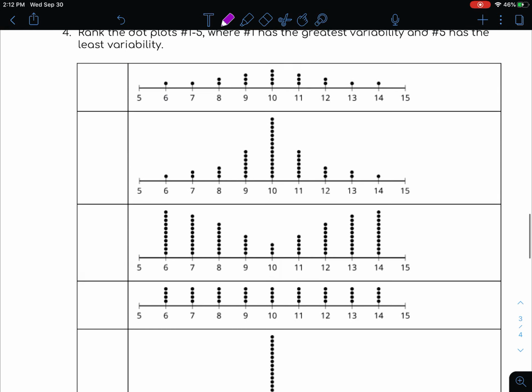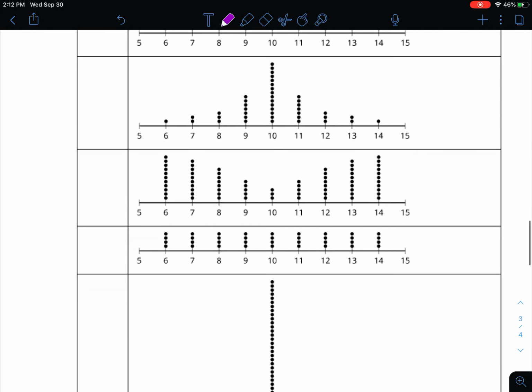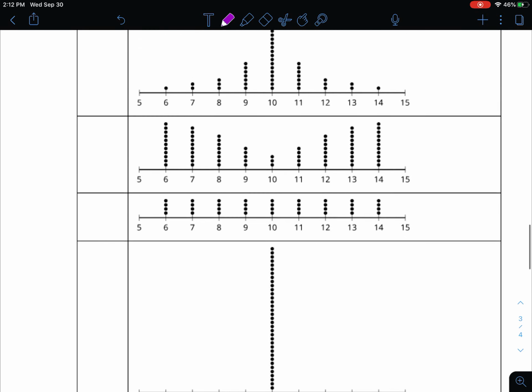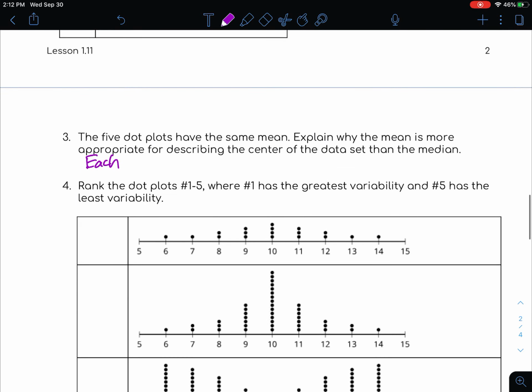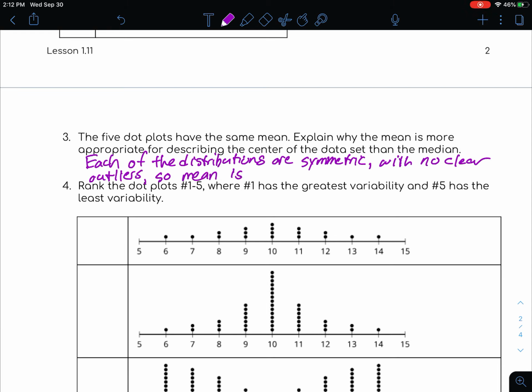So each of these distributions below, although they look a little bit different, you'll notice that each one of them is pretty symmetric. And there's no real outliers in any of these that stand away from the rest of the group. So each of the distributions are symmetric with no clear outliers. So if there's no clear outliers, the mean is the better measure of center.